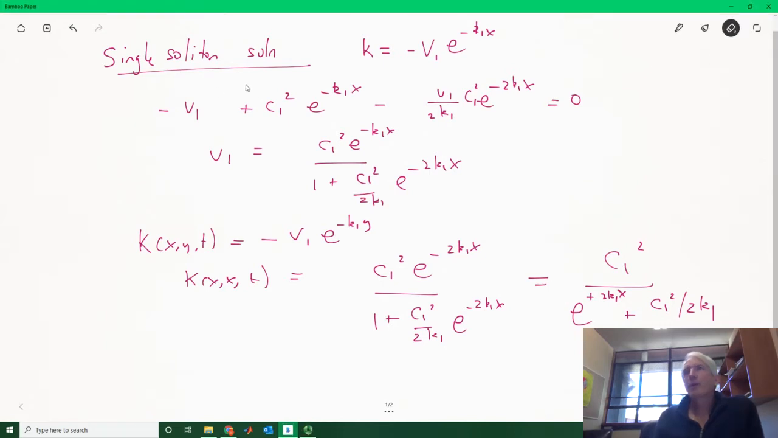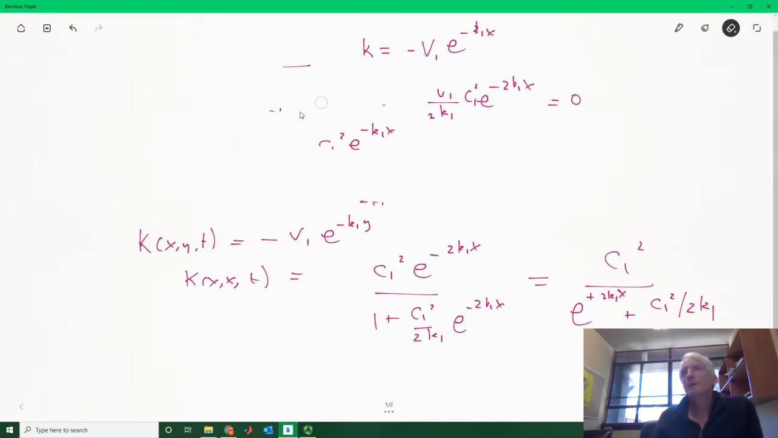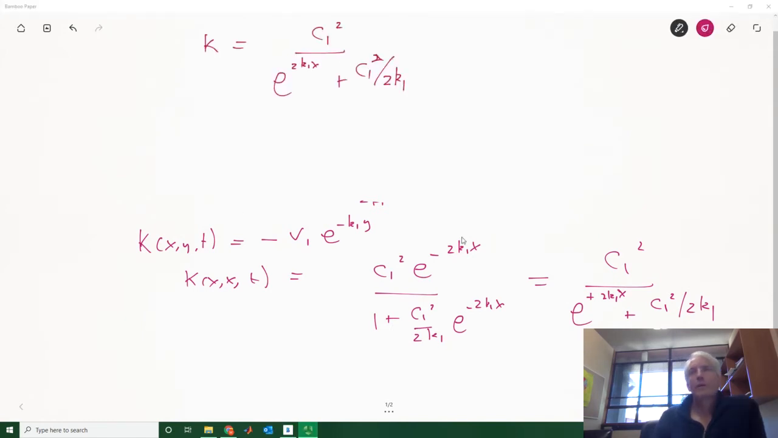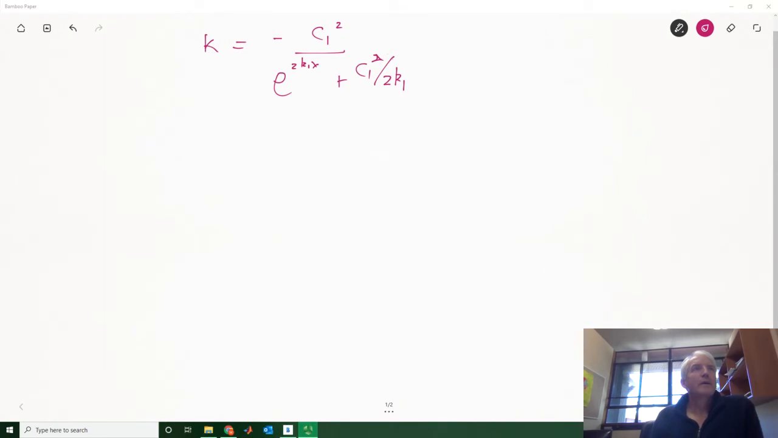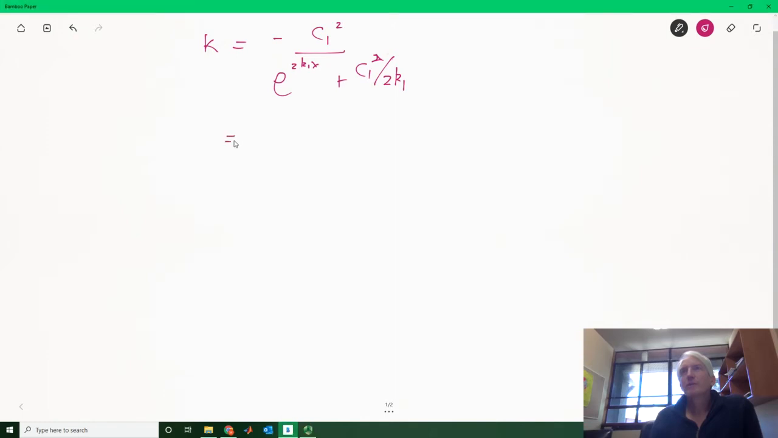And I've probably written in the wrong spot, so let's just move that up to here. We can see it as well. Alright, and I've lost another minus sign here. It's so easy to do. That should be a minus, and that should be a minus. Alright, and then it makes sense to divide by C1 squared as well. It's minus 1 over C1 to the minus 2 K1x plus 1 over 2K1.